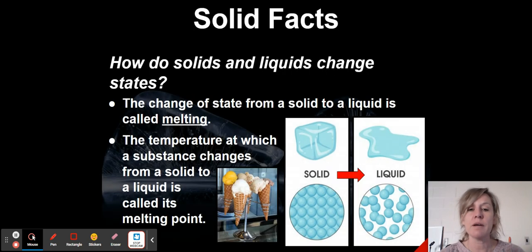All right. The change of state from a solid back to a liquid is melting. So think ice melting back into water. The temperature at which a substance changes from a solid to a liquid is called its melting point.